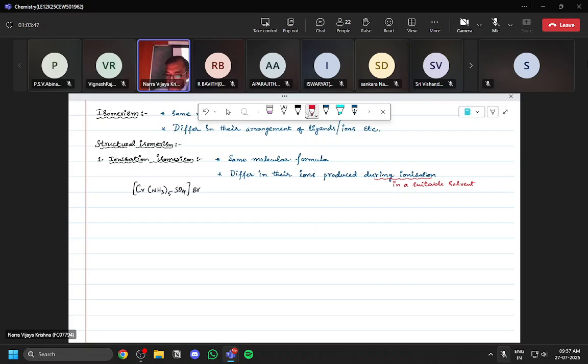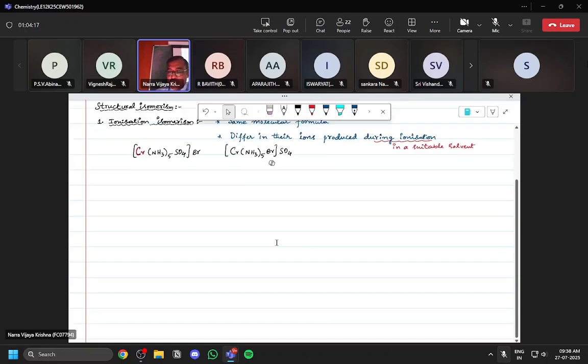Then what is the coordination sphere of the central atom? What is the coordination number of the central atom? 6. There are 5 ammonia molecules and 1 sulfate ion. Now I am exchanging these two. Chromium, NH3 5 times, bromine, SO4. Now, if I dissolve this in water, what are the ions generated? It will produce Br minus ions, whereas this will produce SO4 2 minus ions.